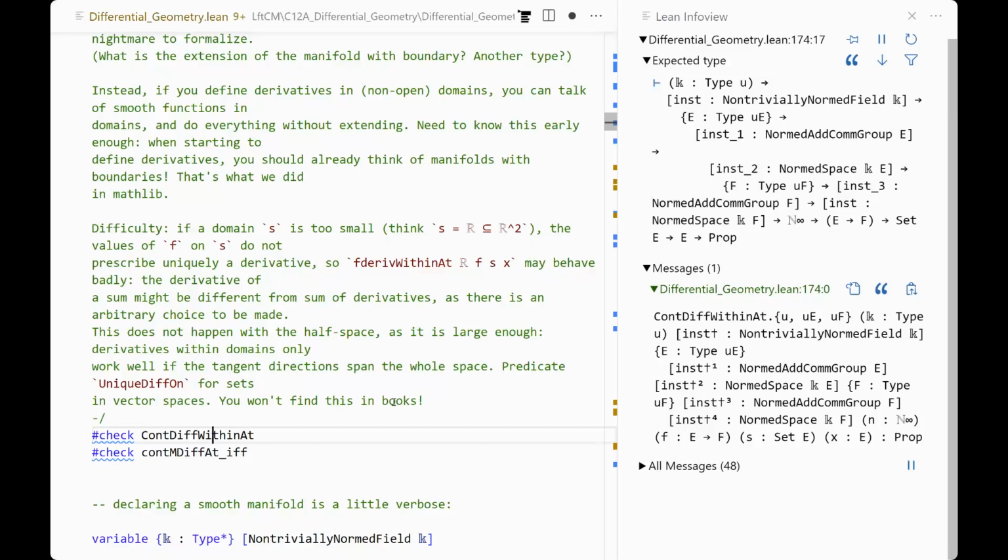So derivatives might not be unique. In this case the derivative can have any behavior in the direction perpendicular to H as long as the behavior in the direction of H is correct. And so we also have this UniqueDiffOn predicate, which just says that functions have unique derivatives inside your model space or your subset of your vector space. The model space for a manifold is assumed to have unique derivatives, so that we can define what it means for a function on a manifold to have a particular derivative.